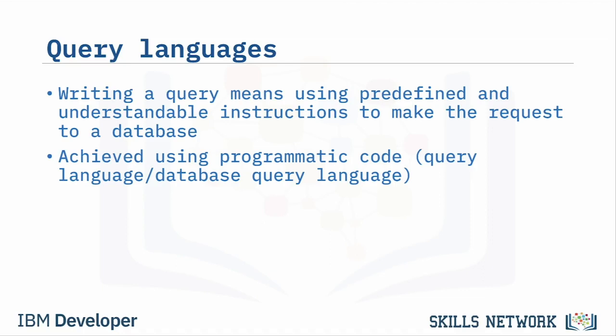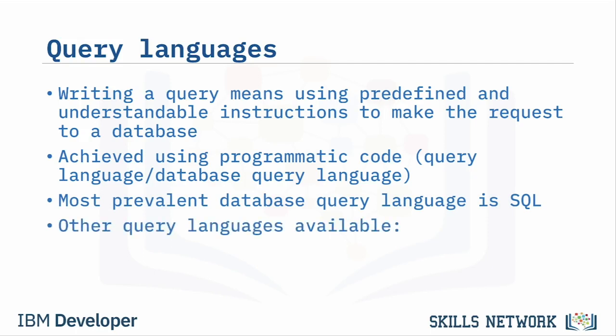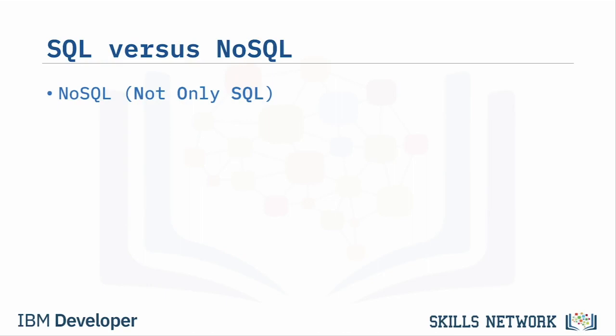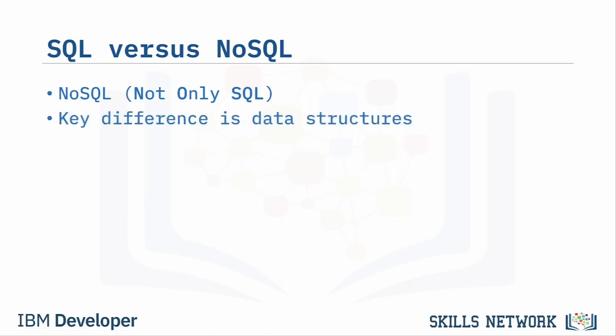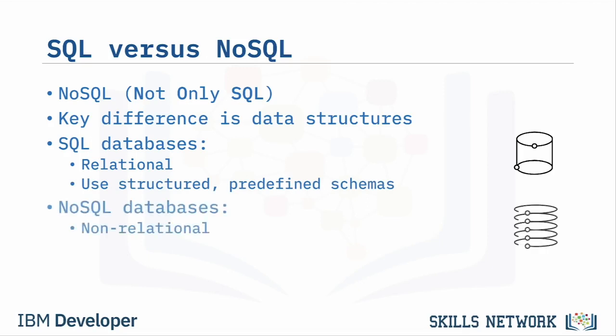A query language may also be referred to as a database query language. By far the most prevalent query language for database queries and database management is SQL. However, there are other query languages available, such as AQL, CQL, Datalog, and DMX. In addition to SQL databases, there is another type of database called NoSQL, which stands for Not Only SQL. The key difference between these two types of databases is their data structures. While SQL databases are relational and use structured, predefined schemas, NoSQL databases are non-relational in nature and have dynamic schemas for unstructured data.